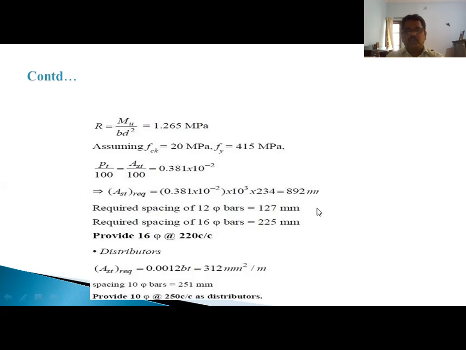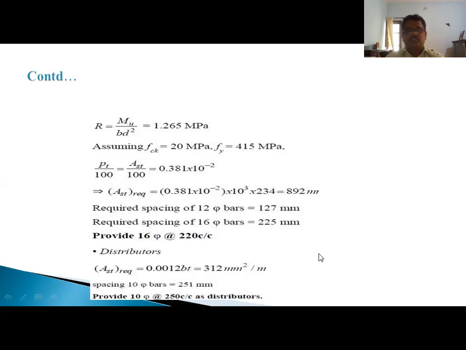If you are providing 12 mm dia bars, the required spacing is coming around 127 mm. If you are going to provide 16 mm dia bars, the spacing is coming around 225 mm center to center. So hence we will go for the bigger one, 16 mm dia at 220 mm center to center. So now this is the main reinforcement.